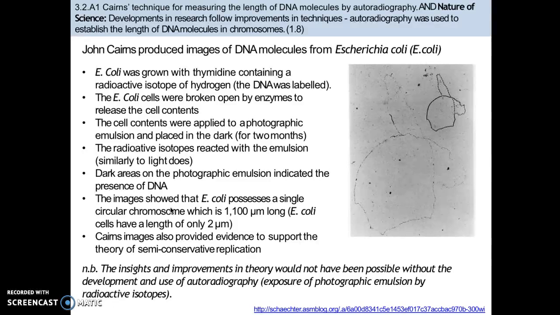They were able to measure it and found that it was 1,100 micrometers long. And the Cairns images provided some evidence to support some of the semi-conservative replication theory statements. Okay, so that's really all it is, just understanding how the technique works. It's used through adding a radioactive isotope for the nucleic acids, so that as that nucleic acid gets incorporated, we can then use a photographic technique to actually identify the length of DNA.